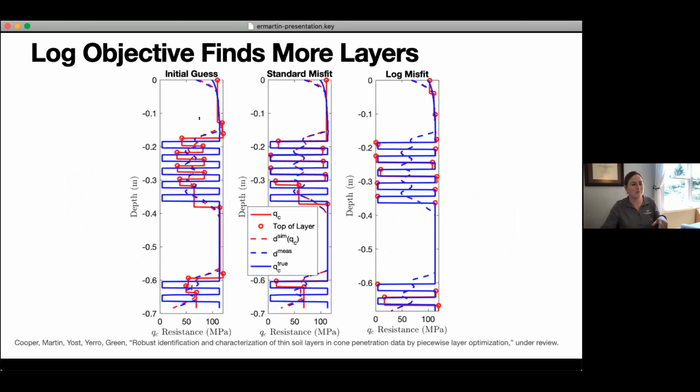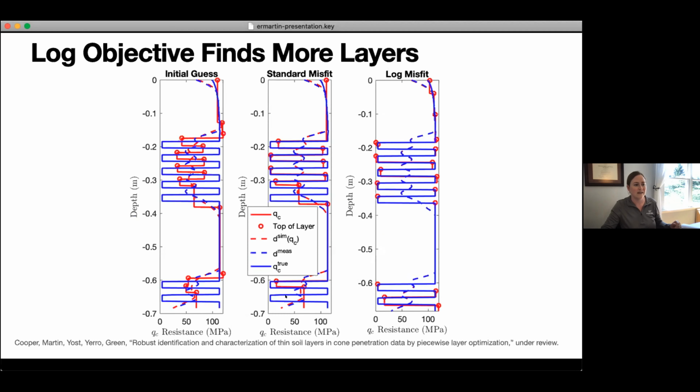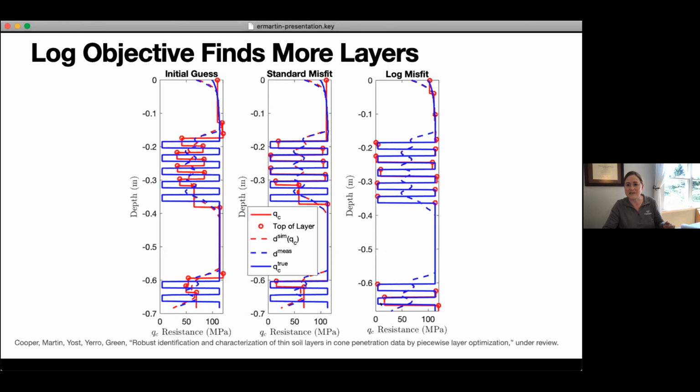After we make that change, over on the left here, I've just got our starting guess that we came up with, which is basically the equivalent of what an engineer would do if they just had to come up with a simple automated script to correct their profiles. In the middle here in red, you see if we just used our standard misfit function for the objective, we're missing a few of these layers down here. And when we use the log misfit, we get every layer almost perfectly. There's one down here where we've got a little bit of a tip resistance offset, but generally we're getting a much better result by rescaling the problem.